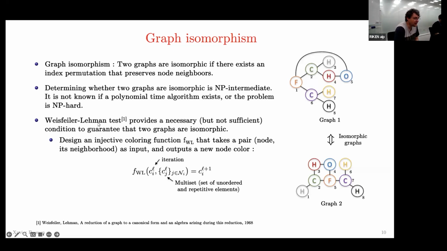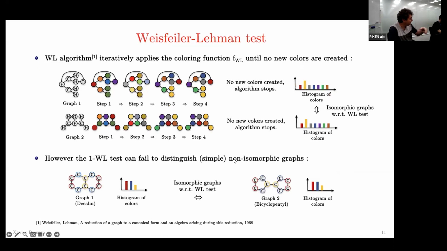So what Weisfeiler-Lehman did, a long time ago in '68, is they developed a very simple test. It was a necessary condition, but not sufficient, so it's not going to work all the time, to say that two graphs are isomorphic. For this, they introduce what they call a coloring function. The coloring function is going to take, for example, one node here, C, and also the neighbors. The neighbors are going to be H, F, and H. And it's going to apply a coloring function, so it's going to produce a new color for C. And you are going to repeat that many, many times.